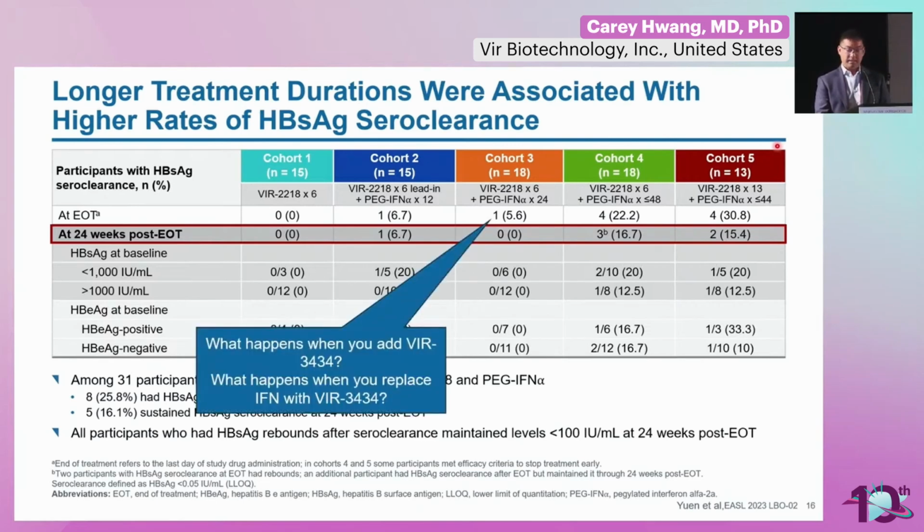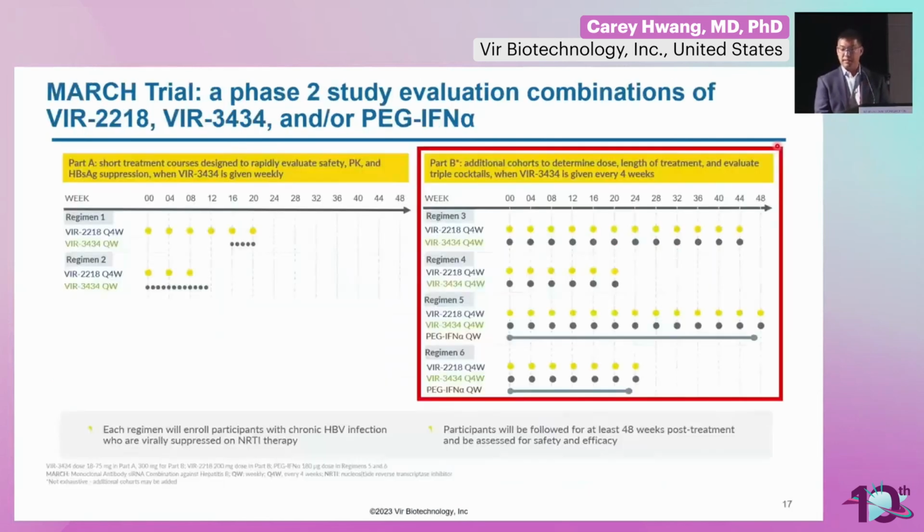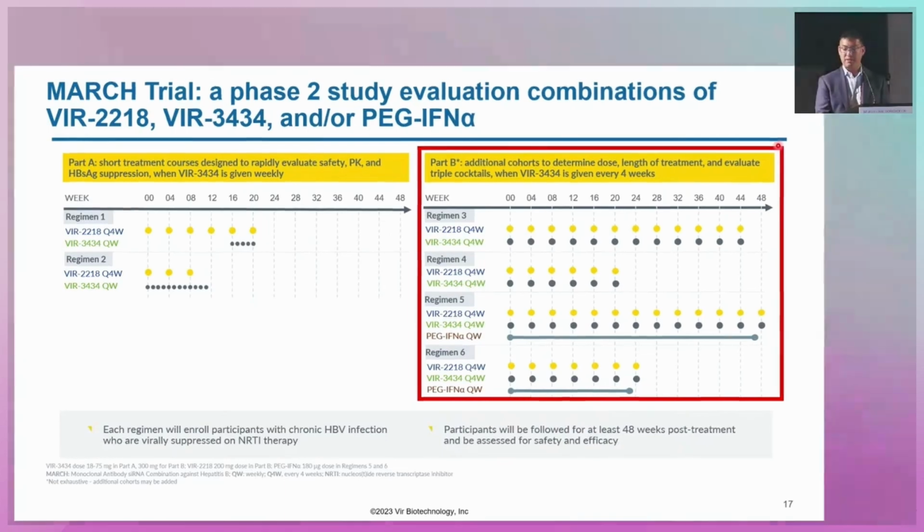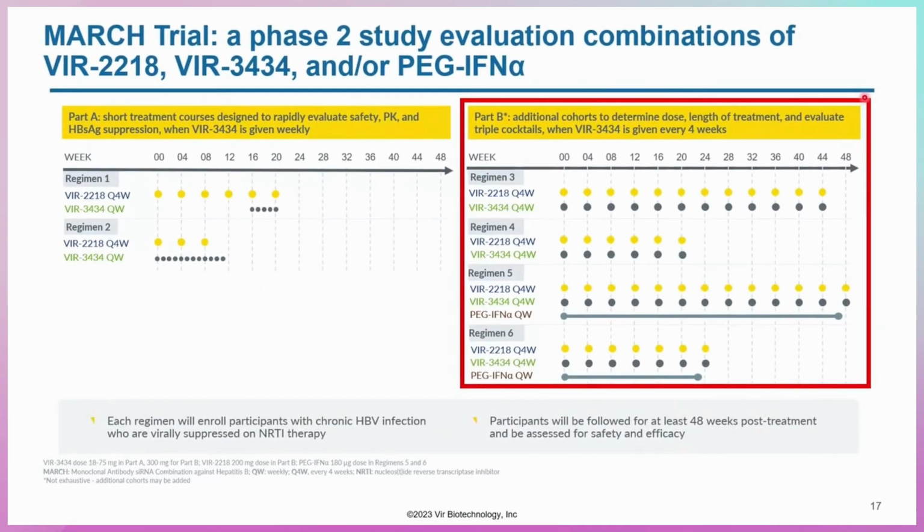So the question next is, what happens when we add the antibody to this combination? Can the antibody replace interferon in a regimen? Obviously we know the tolerability issues with interferon alpha. This is what we're trying to answer next, which is part B of the MARCH trial, where we are evaluating 24 and 48 week regimens of the combination of the siRNA with the antibody, with and without interferon alpha. We're hopefully anticipating better results compared to interferon alpha plus 2218, but we will have to see as this data matures.